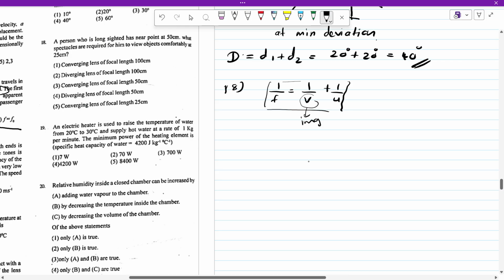For the image distance, this is for the object distance. 1 over f divided by 1 over 50.